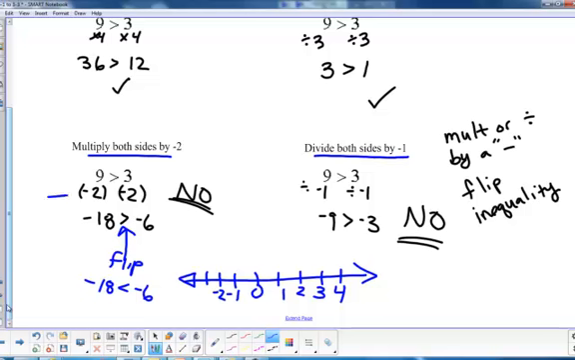So the minute I multiply by negative 2, I'm flipping my inequality. The minute I divide by negative, I flip the inequality, and then it will be true. Like a rule.